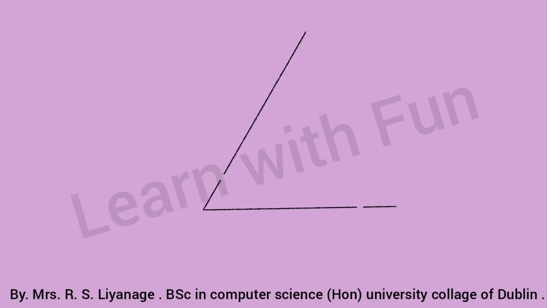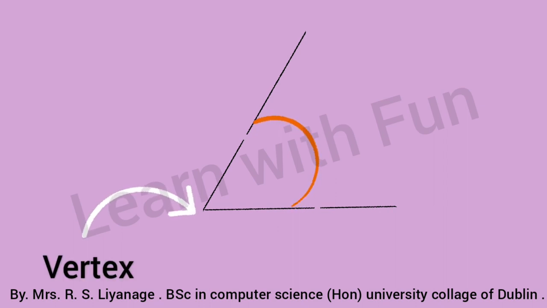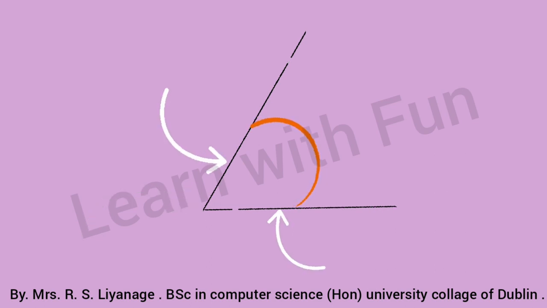An angle is formed by two straight line segments meeting as shown in the figure. The point at which the two straight line segments meet is known as the vertex of the angle. The two straight line segments are known as the arms of the angle. The angle is marked with a curved line segment as indicated in red.